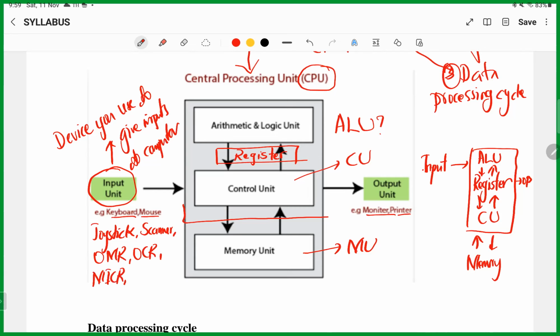MICR, banks use it. It is on your cheque, and MICR is there to check that your cheque is authentic. Okay. Then we have digitizer. Write all these examples, guys. Don't leave it. Digitizer. Okay, biometrics.